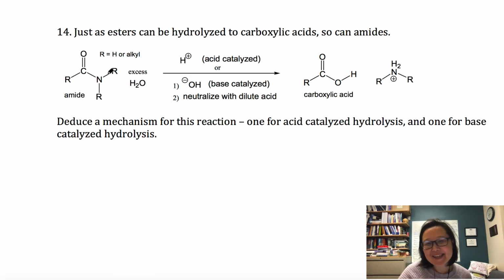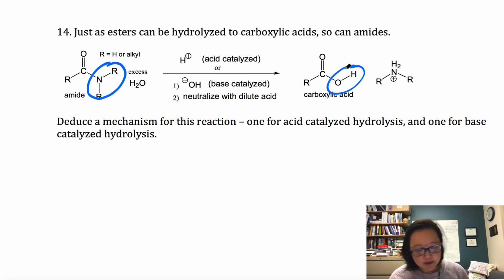So basically the same though. Instead of an OR group, we have an NR group, so an amine leaving group. Okay, and we want to substitute it with an OH group. Since this is not going to be a very good leaving group, we're going to need to protonate it eventually. But before we do that, we need to have an OH nucleophile.